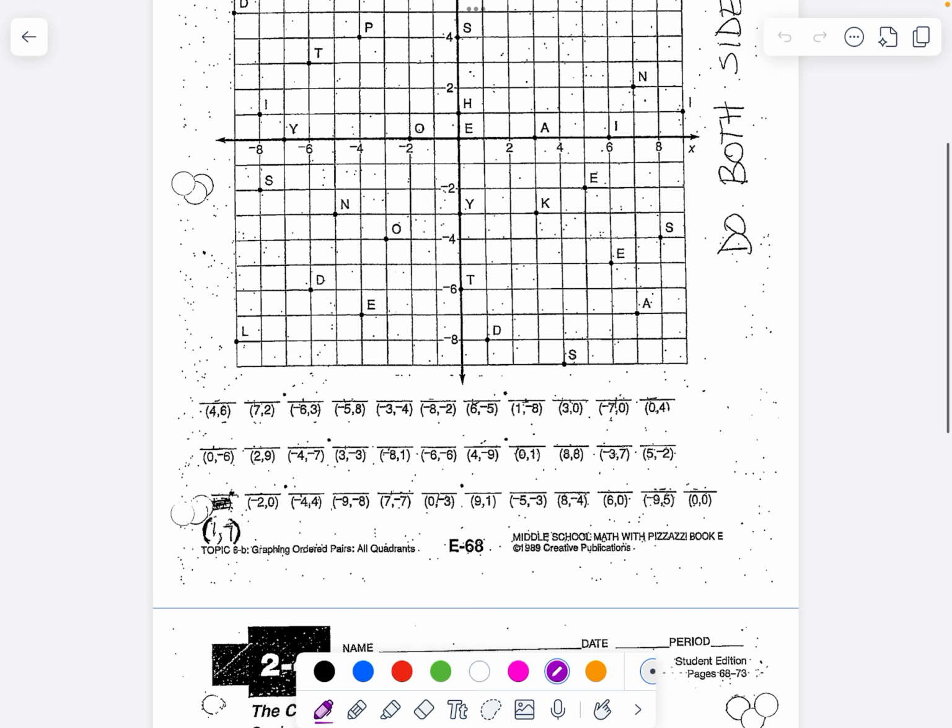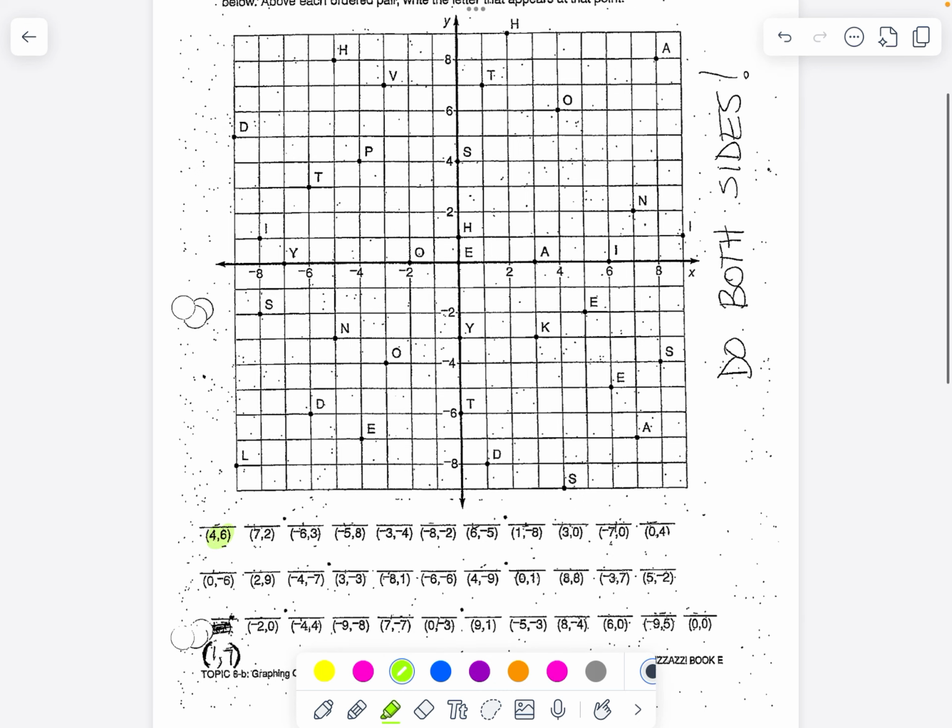So if we go down to those answer lines, we're looking here at this first point, and it says it's happening at 4, 6. So if we go to our origin, and we travel to the right 4, and then go up 6, 1, 2, 3, 4, and up 1, 2, 3, 4, 5, 6. We'd be landing right here, and there's an O there. So on that line, we're going to put an O. So we're going to do one more with you, and the rest I want you to try on your own.